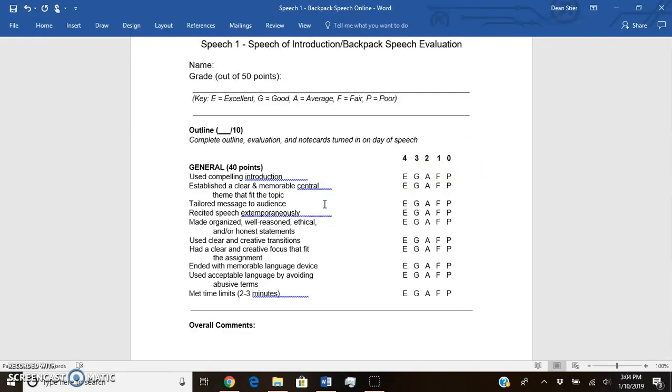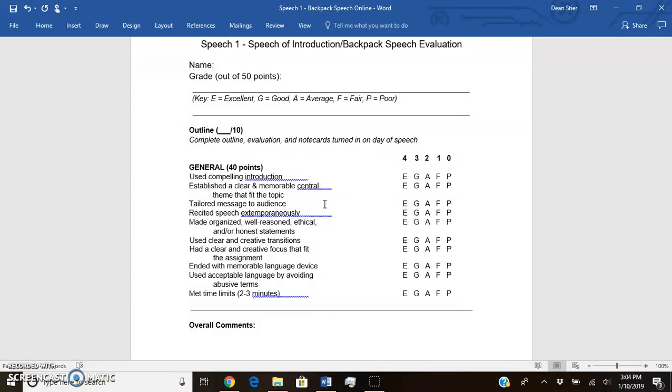The next thing to look at that's going to fall probably in your introduction is tailoring the message to the audience, but you should definitely connect the speech to your audience throughout the whole speech. Next is reciting your speech extemporaneously. Then we're looking at organized, well-reasoned, ethical, and honest statements. Hopefully they're ethical, honest, and well-reasoned. Since you're talking about yourself, this should be an easier category.